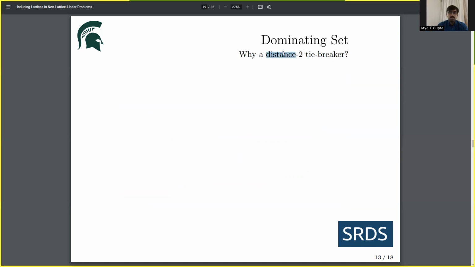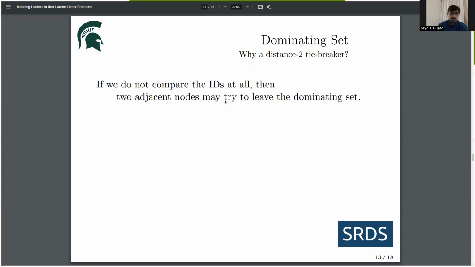Now, why did we choose the distance 2 tiebreaker? If we don't implement a tiebreaker at all, if we don't compare IDs, then two adjacent nodes may try to leave the dominating set, which might make it non-feasible. We may not have a dominating set anymore. Or two adjacent nodes may try to move into the dominating set, which might make a dominating set feasible but not minimal.